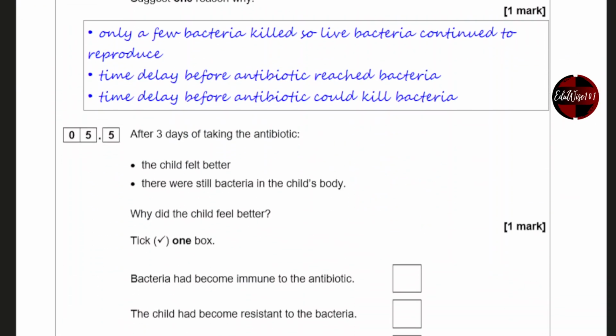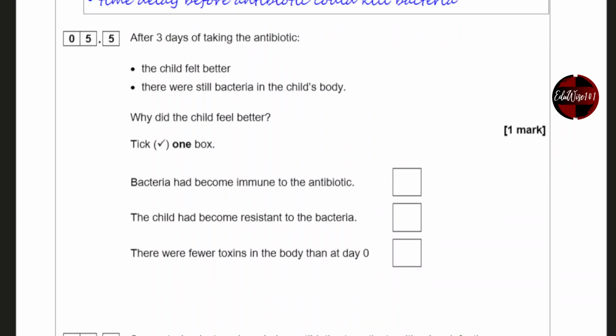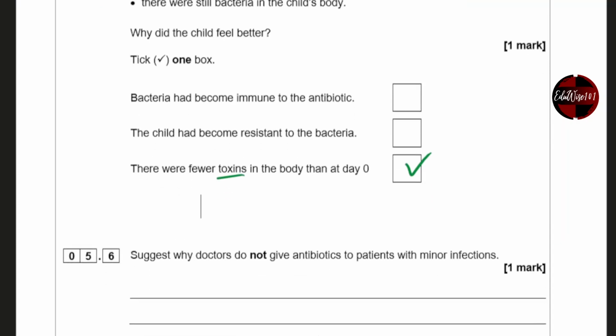bacteria. After 3 days of taking the antibiotic, the child felt better. There were still bacteria in the child's body. Why did the child feel better? Bacteria had become immune to the antibiotic? No. The child has become resistant to the bacteria? No. There are fewer toxins in the body than at day 0. That's the answer. See, it's the toxins which make us feel unwell, either giving us diarrhea, fever, stomach cramps, and so on.